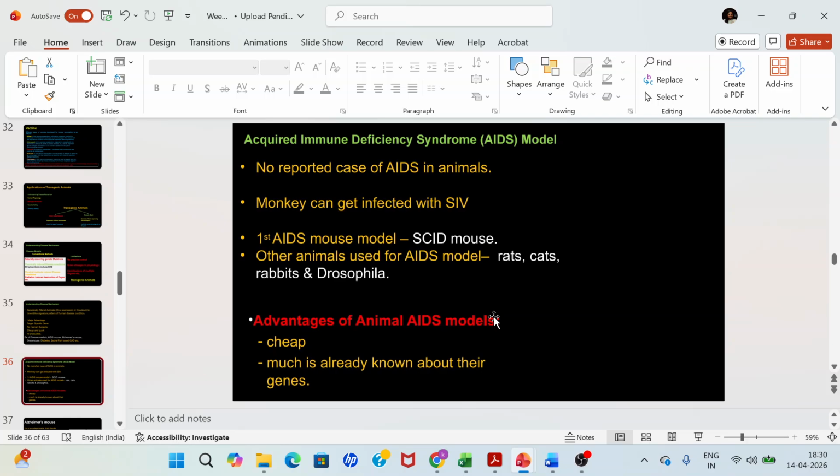Next is the AIDS, that is acquired immunodeficiency syndrome model. To understand this disease, this kind of a model was developed in animals. So monkey can get infected with SIV, not AIDS. The first AIDS mouse model was the SCID mouse, and other animals used for AIDS models are rats, cats, rabbits, and Drosophila. And what are their advantages? They are cheap, and much is already known about their genes and everything.